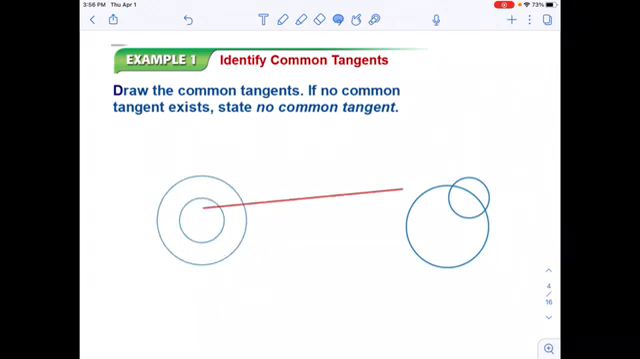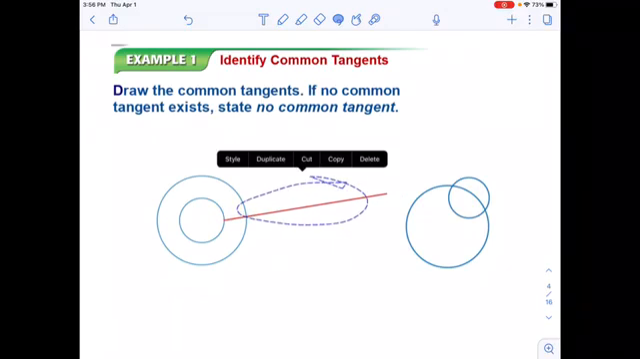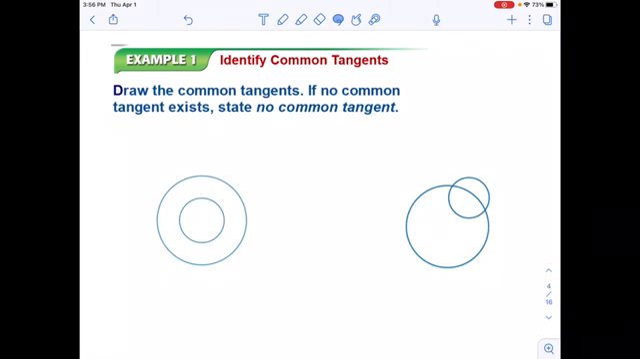Now in class we talked about what if we had a ray that touched the circle and went through the other side? Could that be considered a tangent? We'll get to why that's not actually able to be a tangent in a little bit, but for now we can just know that we have no common tangents.